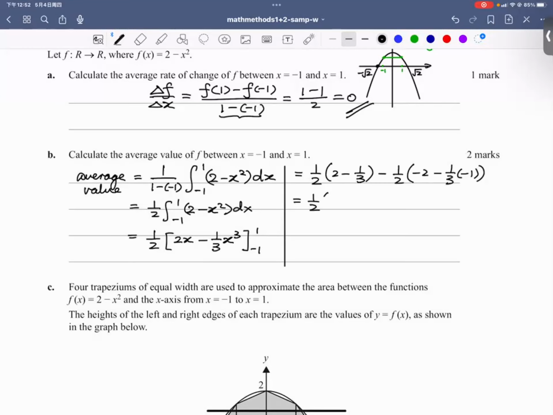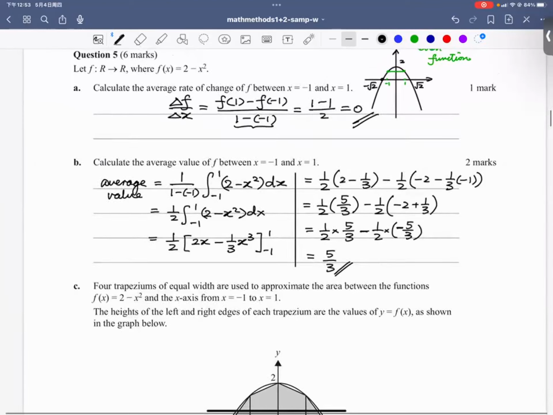Subtracting half, minus 2, minus 1/3 times minus 1, okay? So half 5 over 3 minus half, let's say, minus 2 plus 1/3, okay? So basically, this is half times 5 over 3 minus half times minus 5 over 3. In fact, with these two minuses, you can get a plus. So the answer should be 5 over 3, okay? Adding up together.